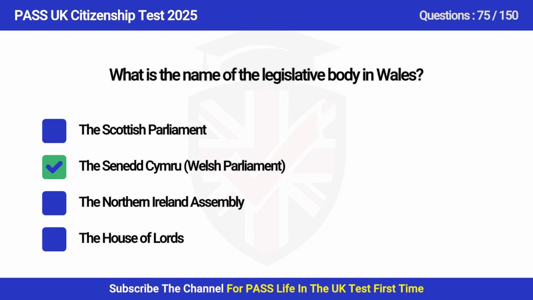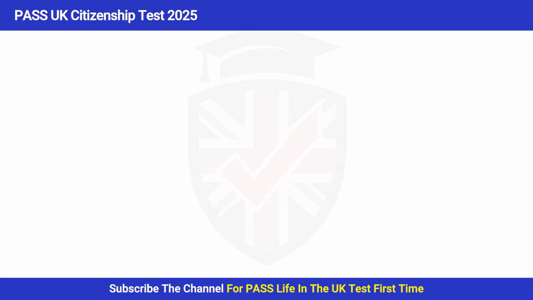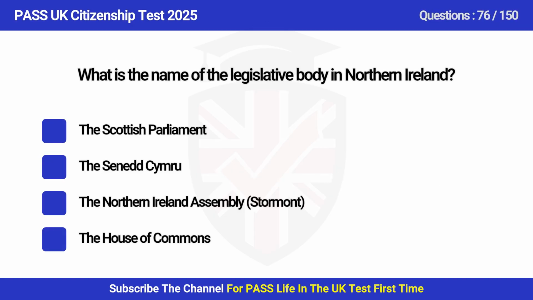Answer is B. The Senedd Cymru, Welsh Parliament. The Senedd Cymru, Welsh Parliament, in Cardiff has the power to make laws for Wales on a range of devolved subjects. Question 76. What is the name of the legislative body in Northern Ireland?